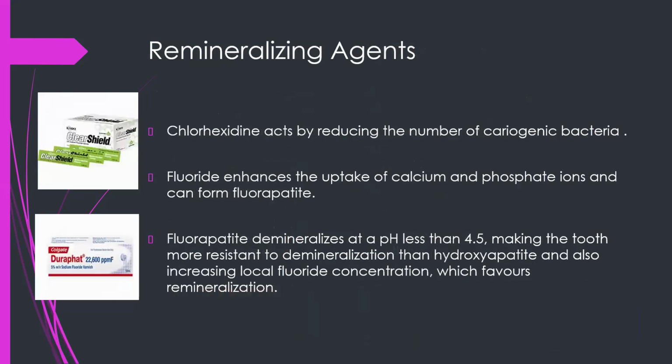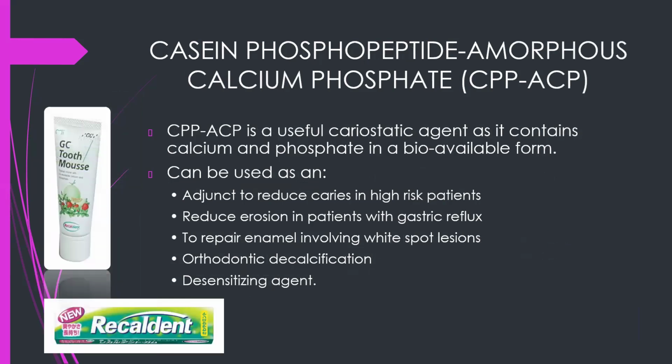Now, when you come to remineralizing agents, you have chlorhexidine. It reduces the number of cariogenic bacteria. Fluoride enhances the uptake of calcium and phosphate ions and can form fluorapatite. And this is the best method which can be used because fluorapatite will have a critical pH lesser than that of hydroxyapatite, which is 4.5. So the tooth becomes more resistant to demineralization than hydroxyapatite. This therefore favors remineralization when the pH is higher than 4.5.